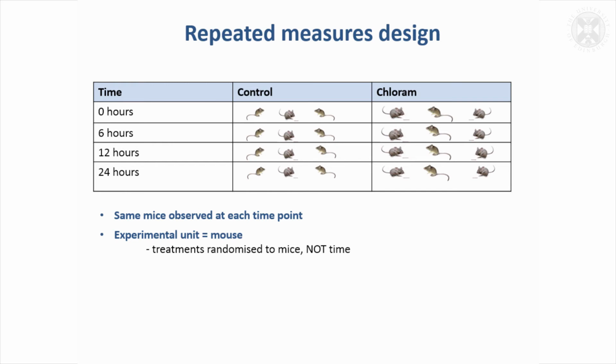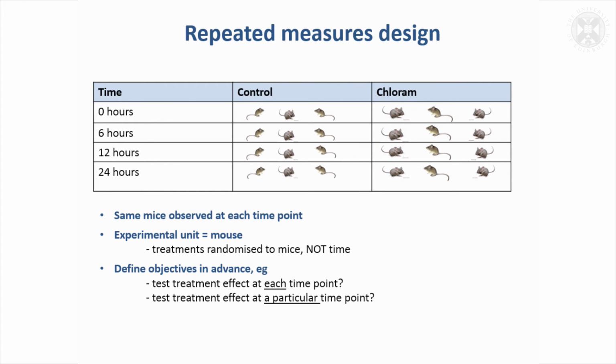So the experimental unit, it's important to realise, is the mice. You've effectively got 6 mice, 3 in each group here. So when you come to analyse the data, it's 3 and 3. You've not really got 12 and 12. So you can't consider these observations as independent.